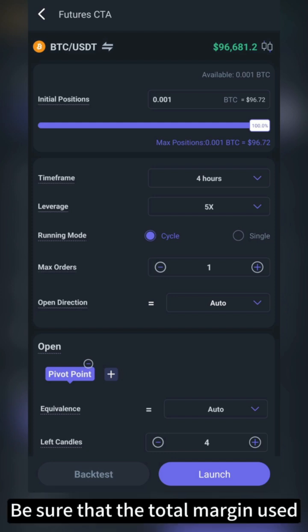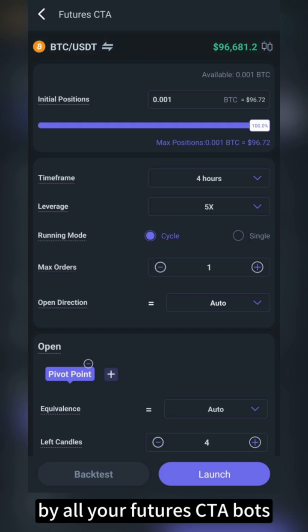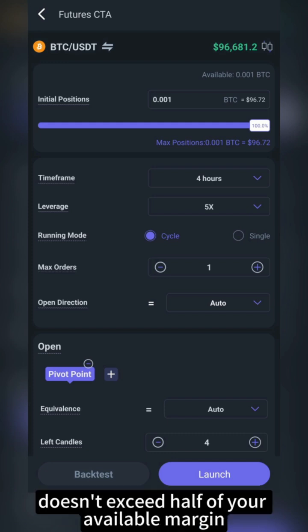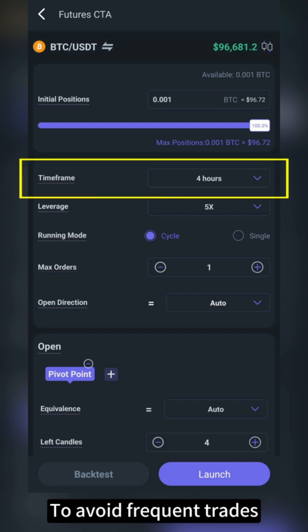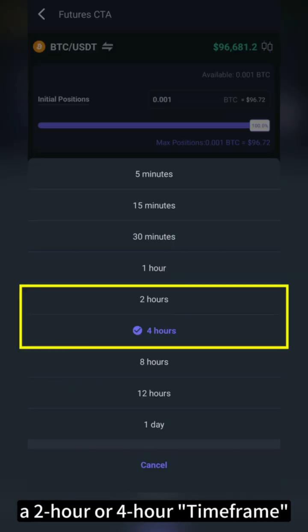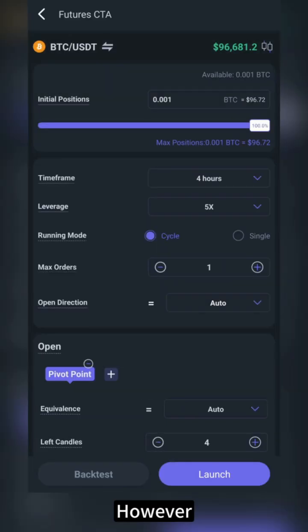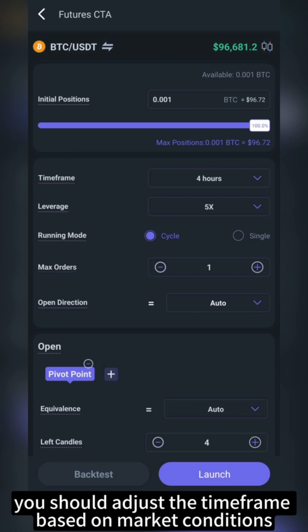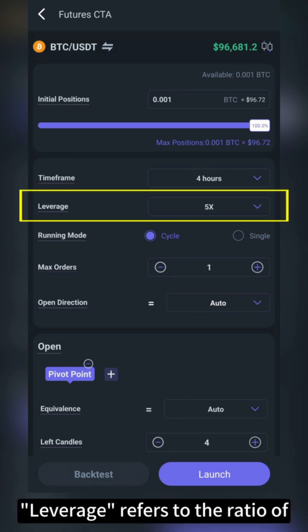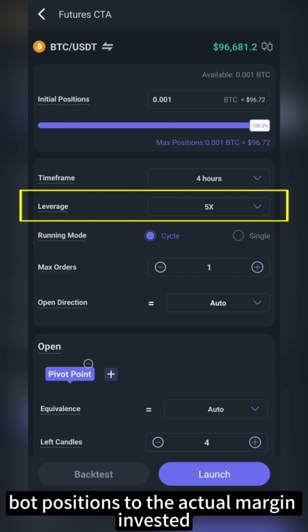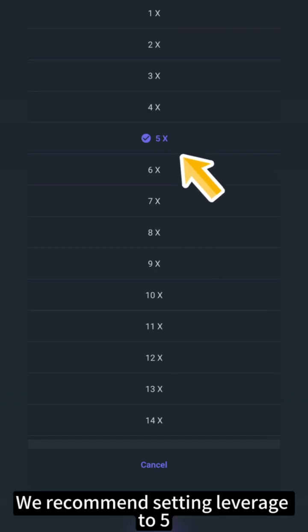Be sure that the total margin used by all your Futures CTA bots doesn't exceed half of your available margin. To avoid frequent trades, it is suggested selecting a 2-hour or 4-hour time frame. However, you should adjust the time frame based on market conditions. Leverage refers to the ratio of bot positions to the actual margin invested. We recommend setting leverage to 5.